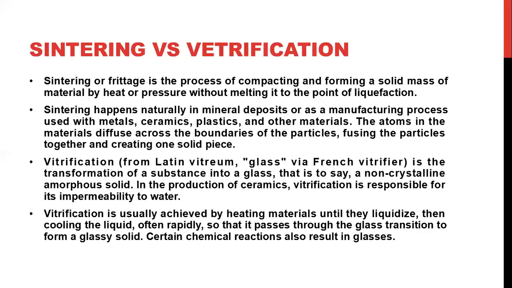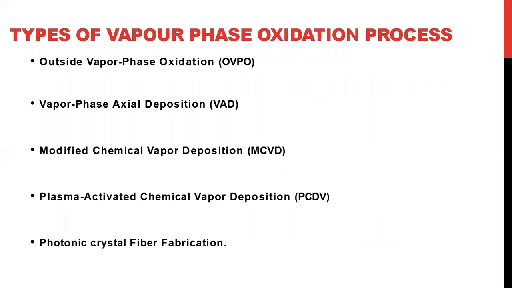Here, in this method, unlike sintering, in vitrification, the materials will be heated to liquefy. So the types of vapor phase oxidation process with which we will create the preform for fiber drawing are outside vapor phase oxidation, vapor phase axial deposition, modified chemical vapor deposition, and plasma activated vapor deposition.